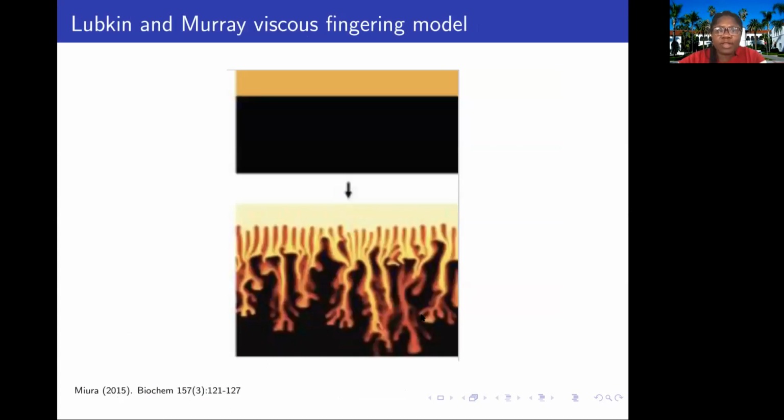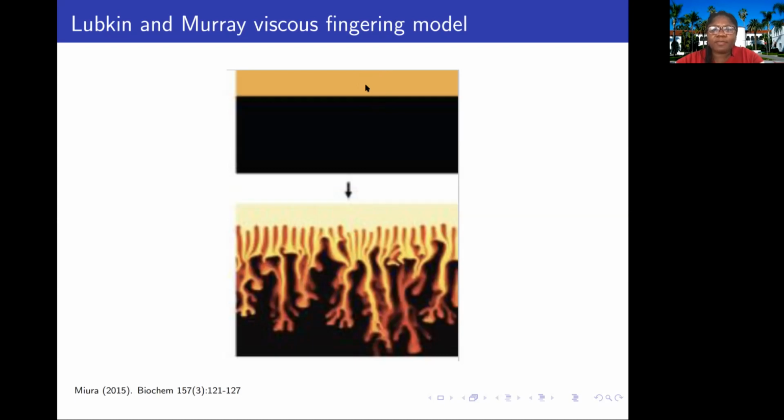The first model for understanding lung branching is what we call the viscous fingering model by Lubkin and Murray, in 1995. But I used this figure from a 2015 paper by Murray that gives a very nice description of the viscous fingering model. The orange and the black layers represent fluids of different viscosity.